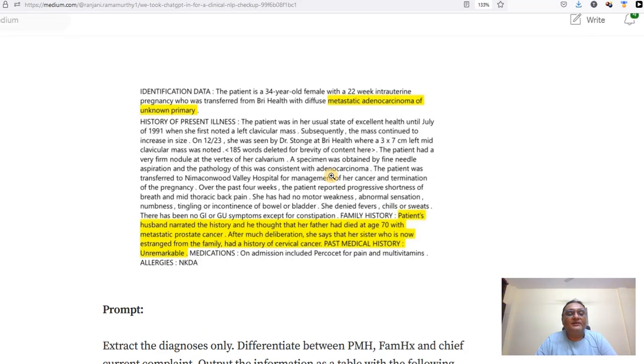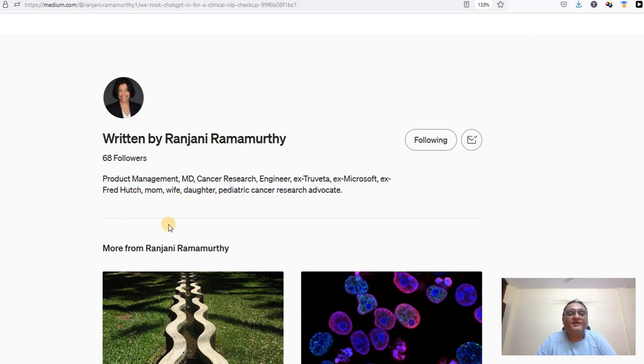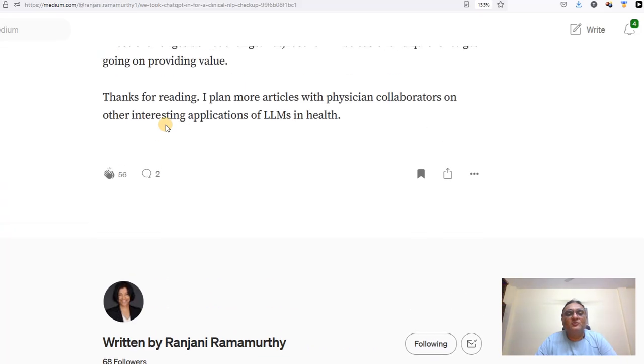So yeah, product management, MD, cancer research, engineer, and she has worked with giant companies like Truveta and Microsoft and Fred Hutch and the like. There was another feedback also that these things are only in developed countries and they are far away from our country. So there is no need to worry.